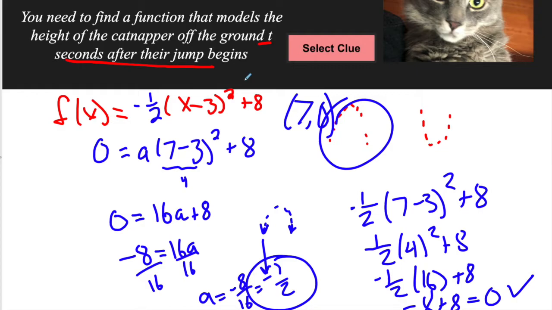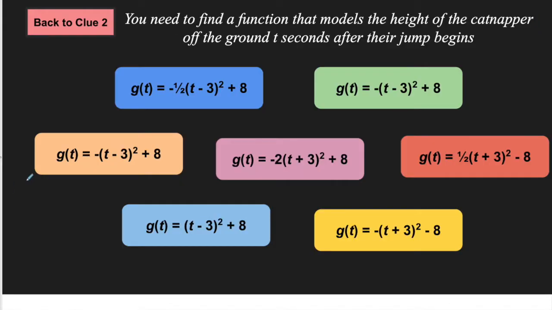Okay, so please make sure you understand what I did here in this problem, and then in a moment I'll go ahead and do the next problem. And by the way, before I do that, let's take a look. Negative 1/2 t minus 3 squared plus 8. Just want to make sure there's no other one that could be it.